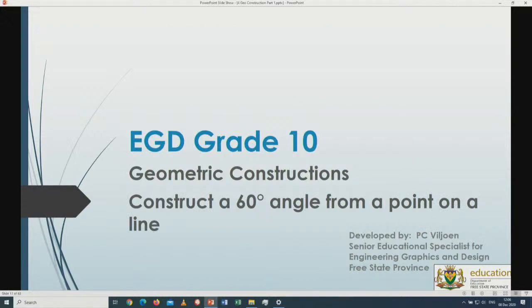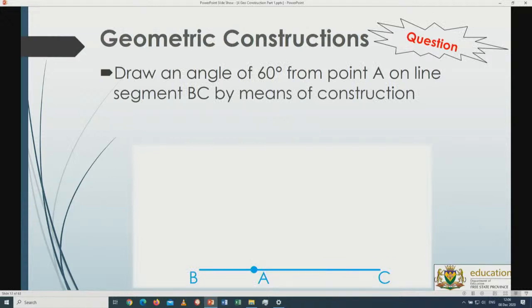Alright, now the next option I want to point out to you is the construction of a 60-degree angle from a point on a line. In other words, not by using my 60-degree set square, not by using a protractor to measure 60 degrees, I have to, by means of construction, construct an angle of 60 degrees. So what will I do in terms of that?